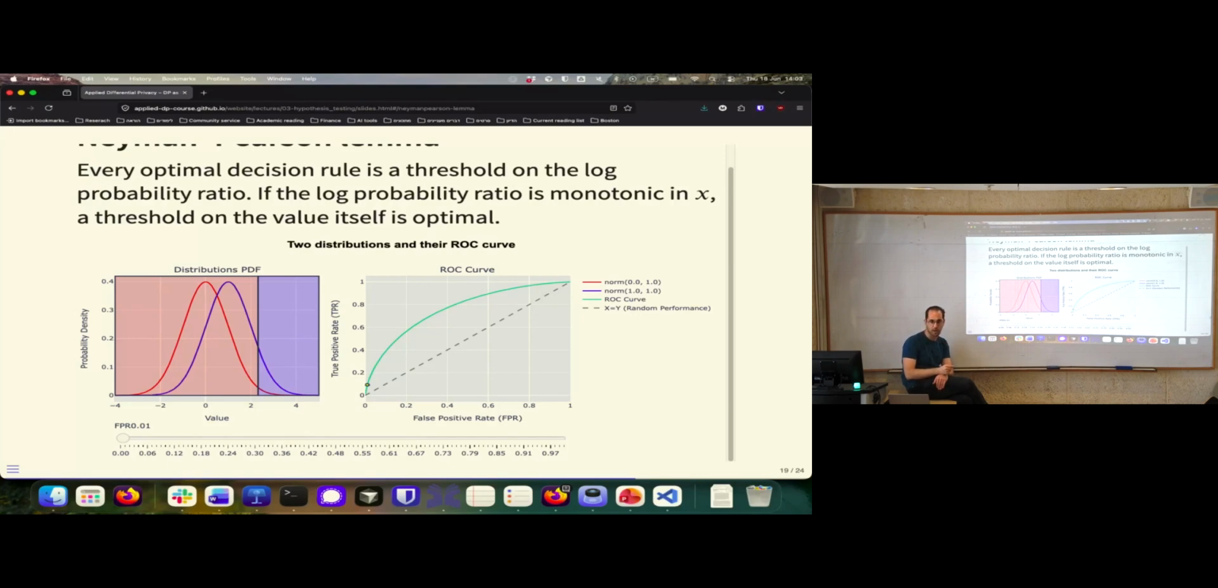So a point with a larger ratio is intuitively more likely to be from the one in the numerator. A point with the smaller ratio is more likely to be from the distribution in the denominator. So Neyman-Pearson says the following thing. Take all of your outcomes. For each one, compute the log probability ratio. Log is a monotone function, so it's the same, but we typically prefer the log probability ratio because then it maps to the entire real line.